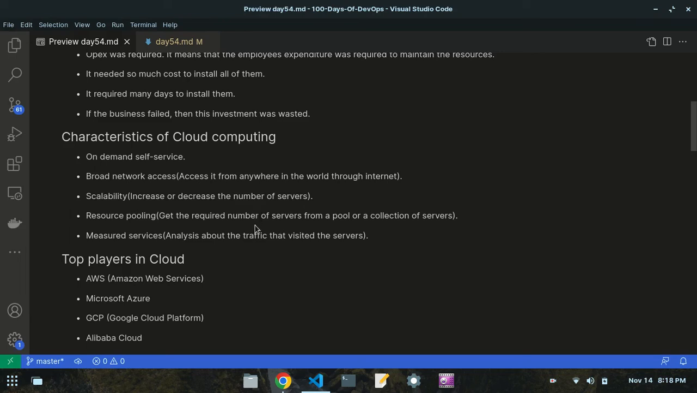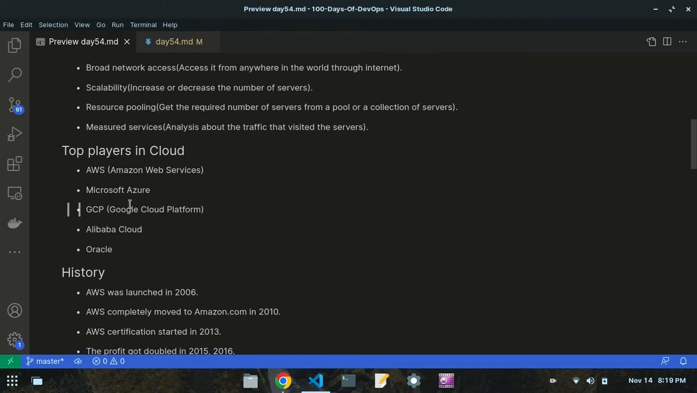So let's say you want 2 servers from hundreds of servers, you can get that number of servers. Next, measured service. It will basically provide you the analytics of the traffic that visited those servers, including how many people have visited that server. So it will provide you the analytics of the servers that you are using right now.